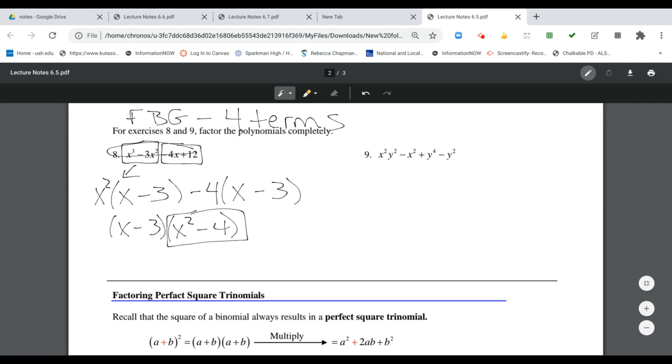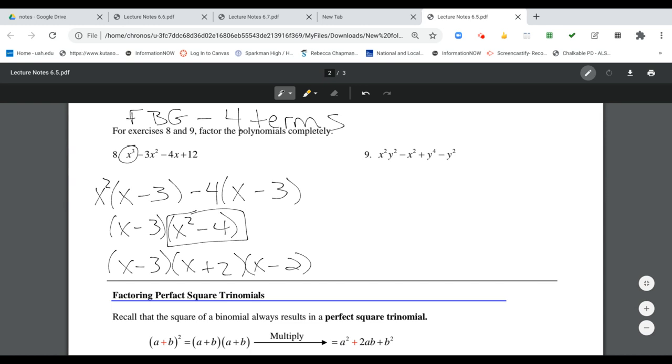And I mentioned earlier, when you have an exponent that is bigger than a 2, sometimes you may have to factor something twice using different methods. So in this one, I am going to break down my x squared minus 4, because it is a difference of squares. So x plus 2 and x minus 2. 2 squared is 4. 2 times 2 is 4. So that's why I broke that down further.